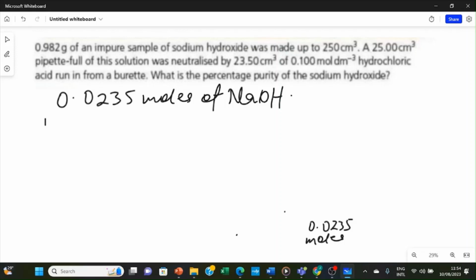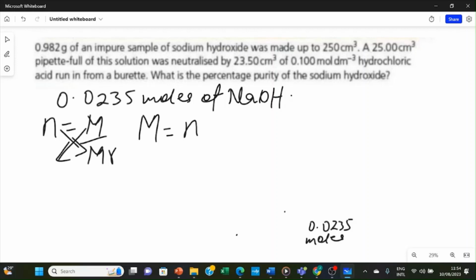Number of moles is equal to mass over molar mass. If you cross multiply, mass will be equal to number of moles times molar mass of sodium hydroxide. So the number of moles is 0.0235.